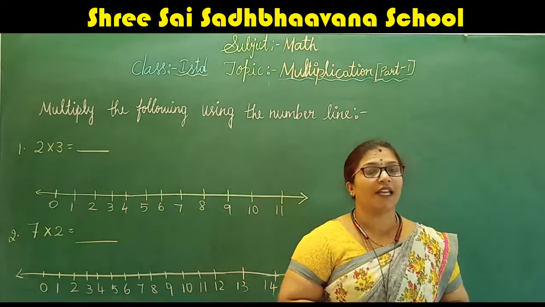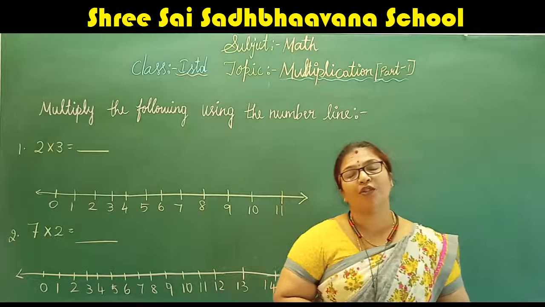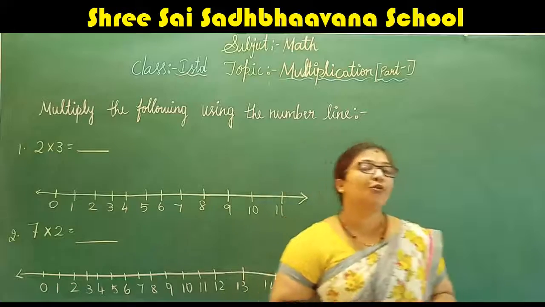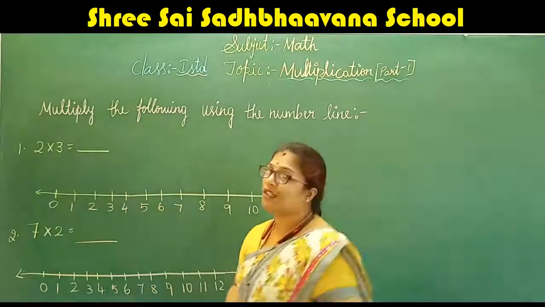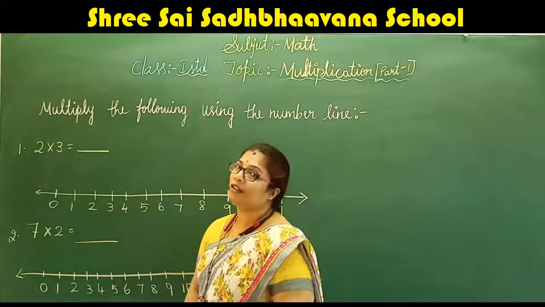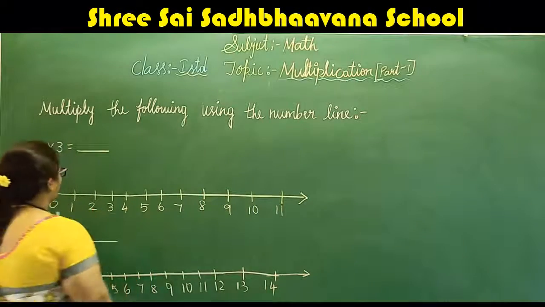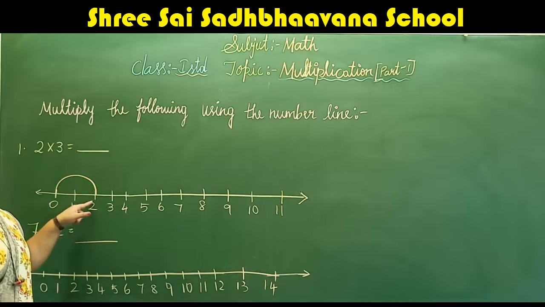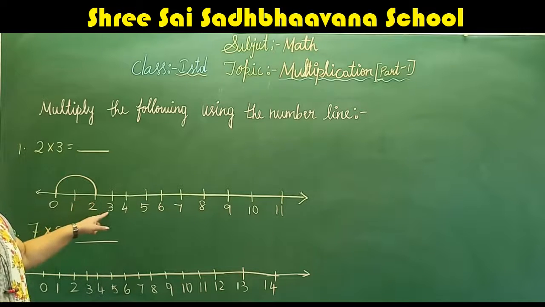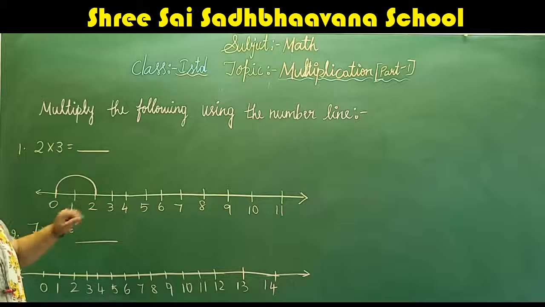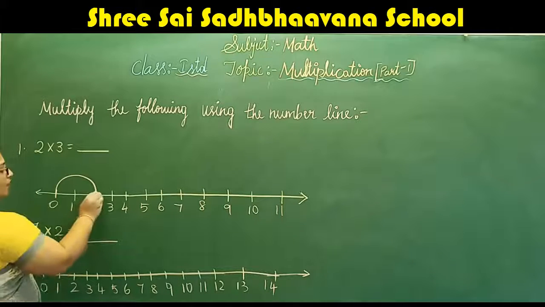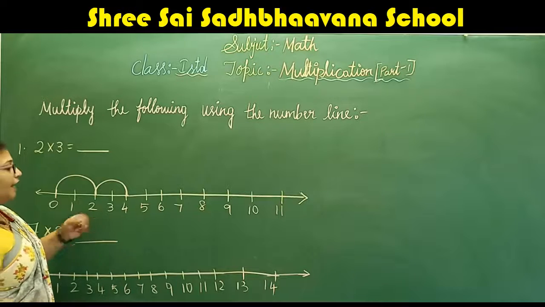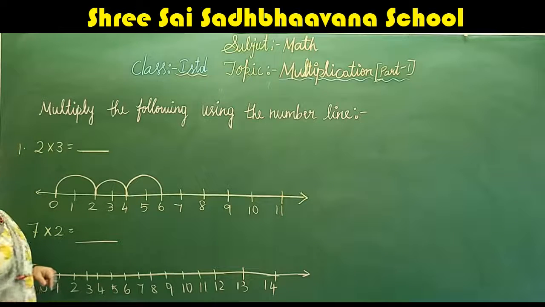So this way also you can take, or you can take 2 into 3 means 2 number 3 times you have to repeat it. 2 number you have to repeat it 3 times. So 2 number you have to take, right? So 0, 1, 2. So first you have to come here for 2. Then again 2 numbers means 1, 2, 3 and 4. So 2 numbers. Again 2 numbers 4 to 6.